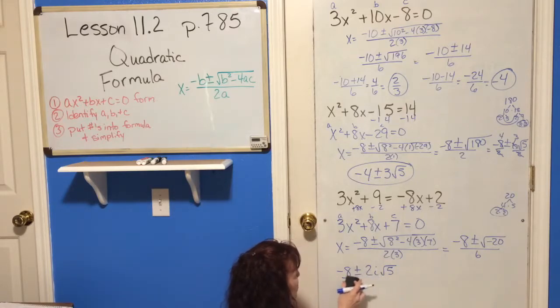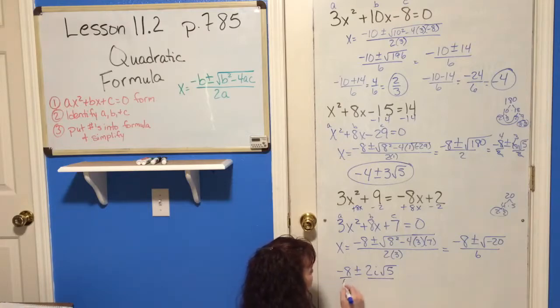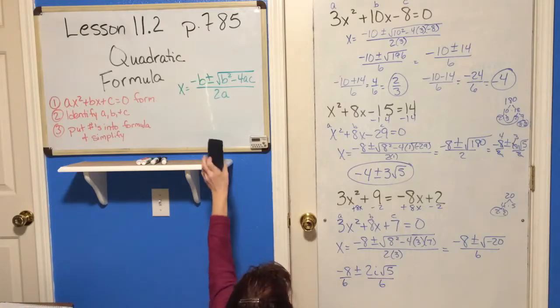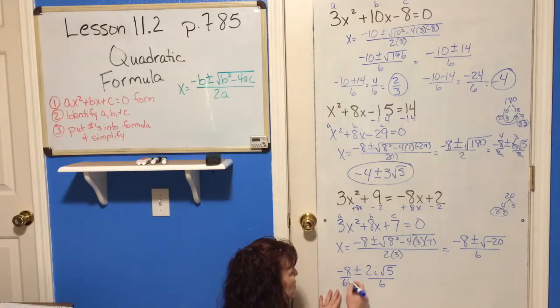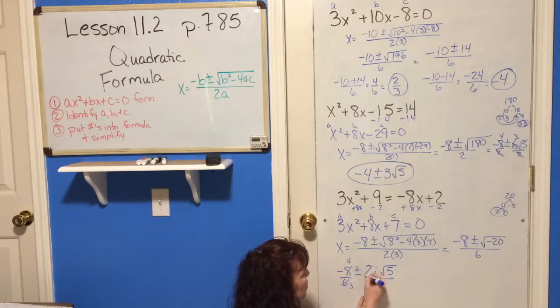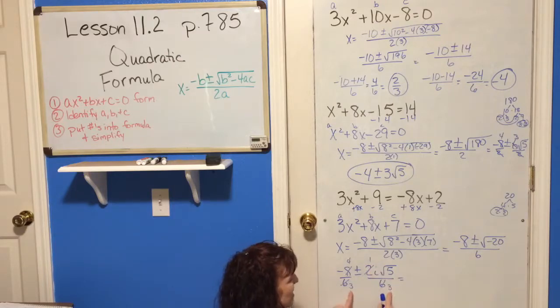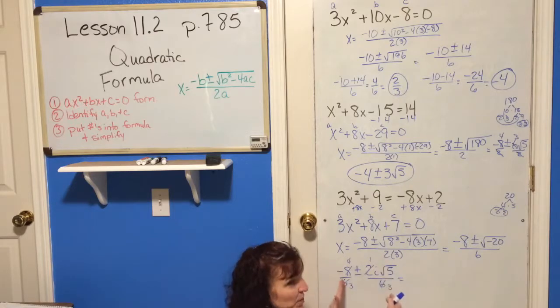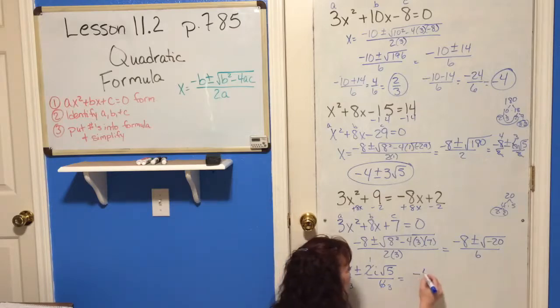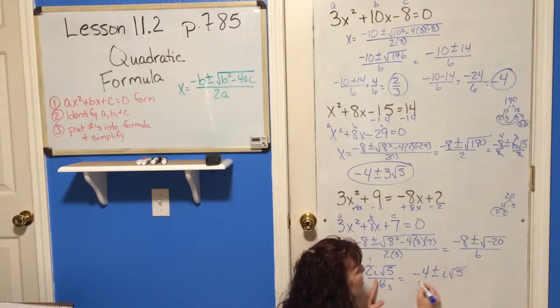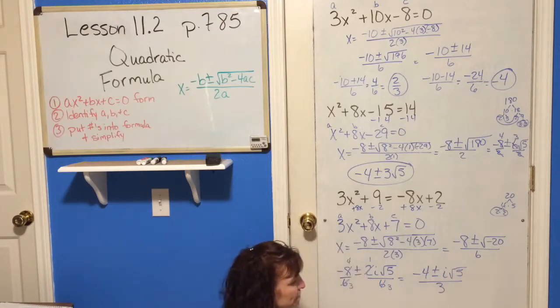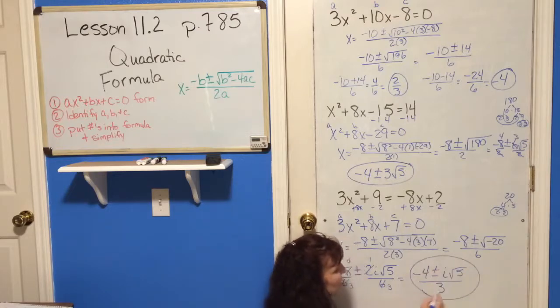These are also divisible, so we're going to do them separately so that we can reduce. So let's reduce by 2, and we have 4 here and 3 here, and reduce by 2, and we have 1 here and 3 here. And now, because this denominator is the same, you can either keep them separate, and that is fine, or you can put them back together and say negative 4 plus or minus i times the square root of 5 all over 3. And that is your final answer.